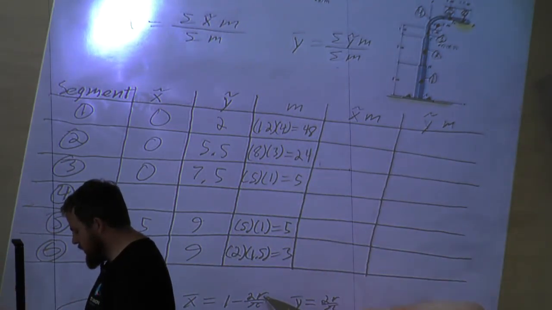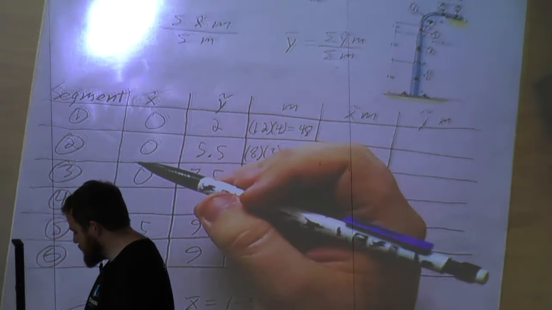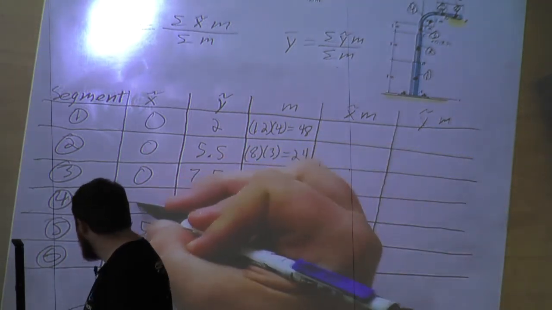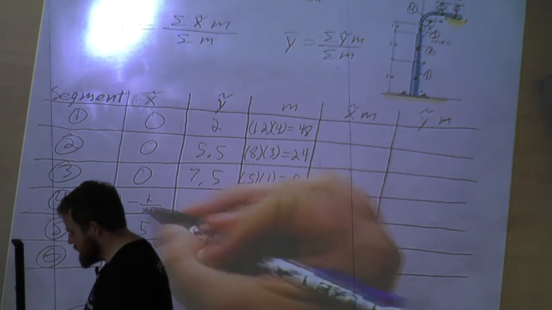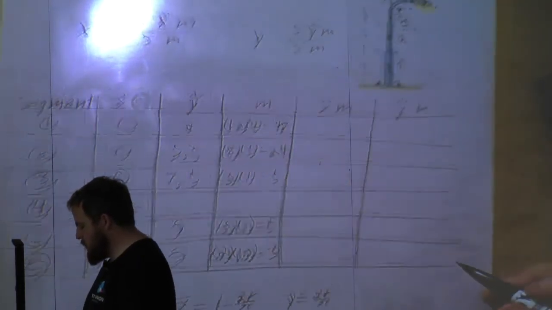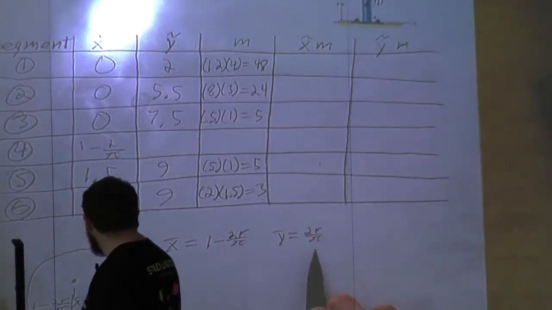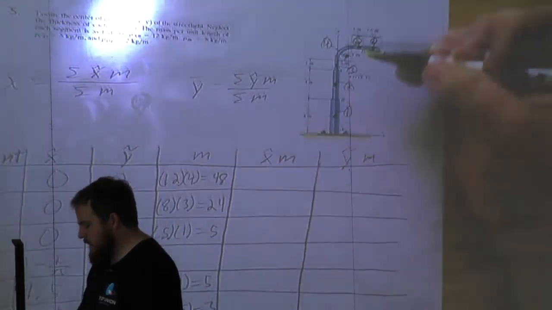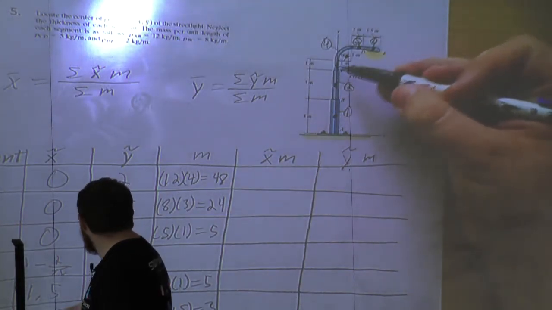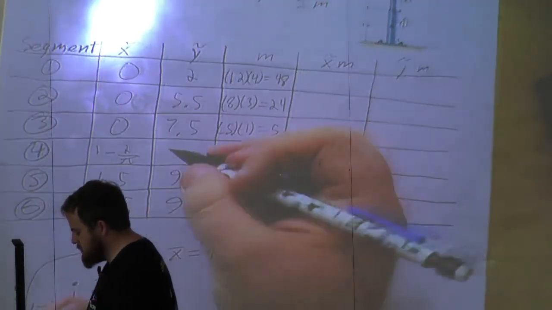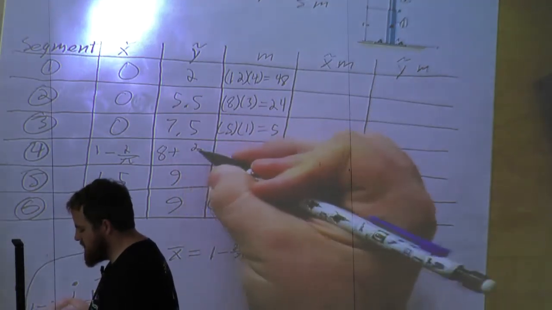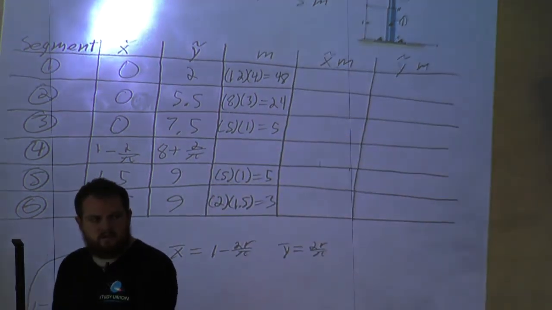So from here, our radius is 1. So that means our x should be 1 minus 2 over pi, right? Now our y, since that's 2r over pi, we're going to add that to this total length up. So 8 plus 2 over pi. Does everyone understand how I got that?